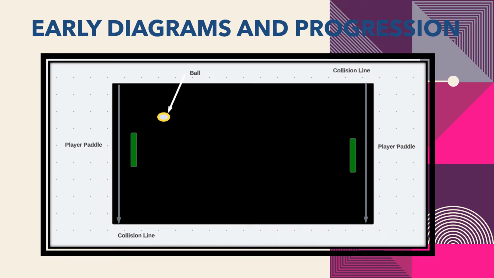In our early designs, we just had a basic understanding of the game. We used two paddles, a ball, and a collision line. Now, this is just used for our presentation, but we have the ball right there, two collision lines. Once they meet those parameters, that's when they hit, and then it registers 1 point on either side.